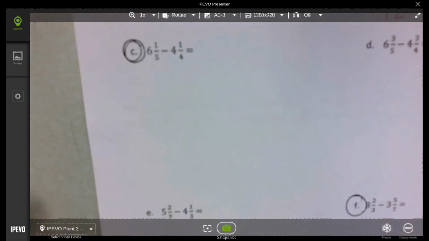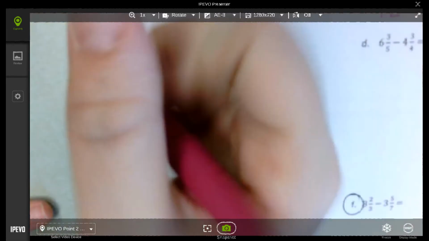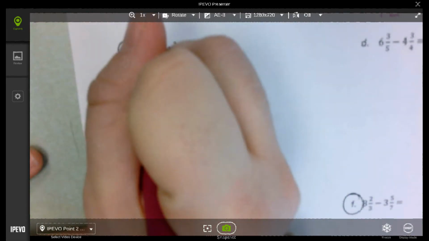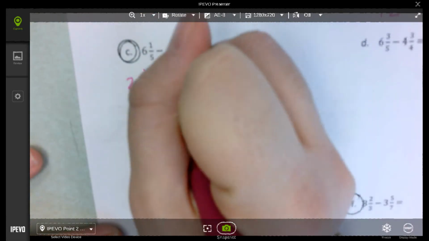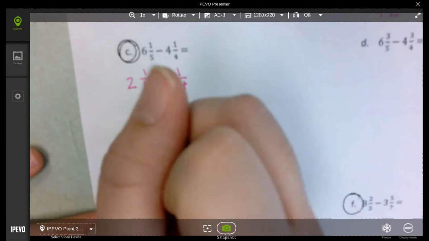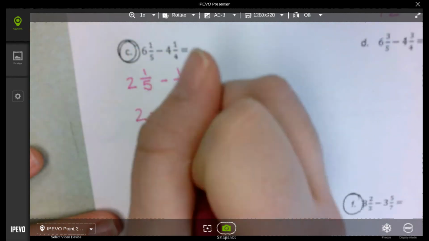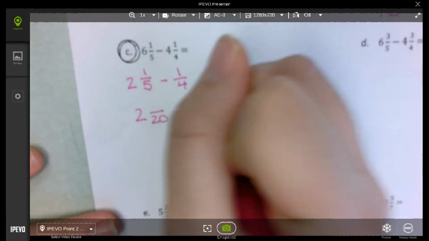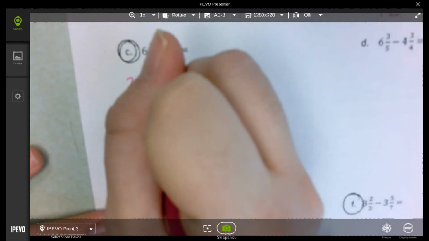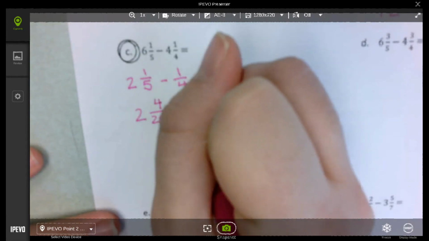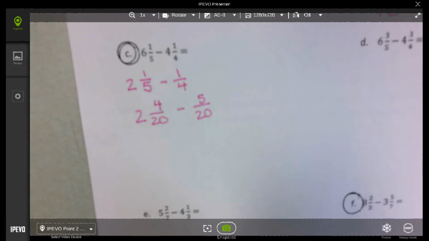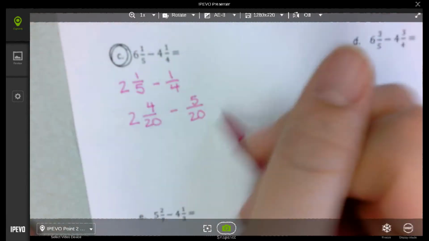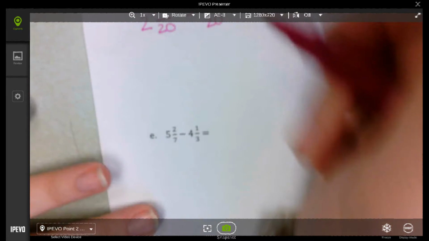Again, we're going to subtract those whole numbers first. So I'm going to rewrite it as 2 1/5 minus 1/4. I'm going to find common denominators. I know that 20 is a common denominator, and it's going to be 4/20 minus 5/20. If you need to take a couple extra steps to find that, that's fine. Whatever works for you. But we need to make sure that we have these common denominators.